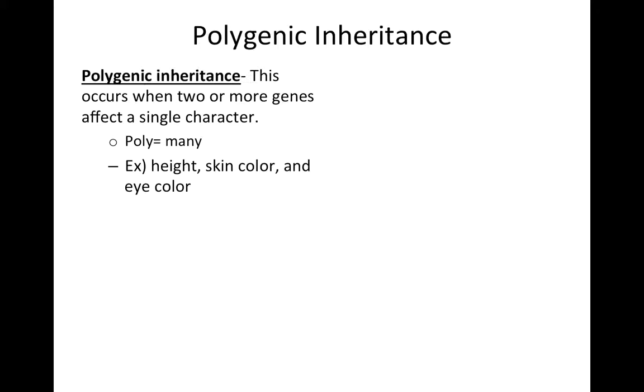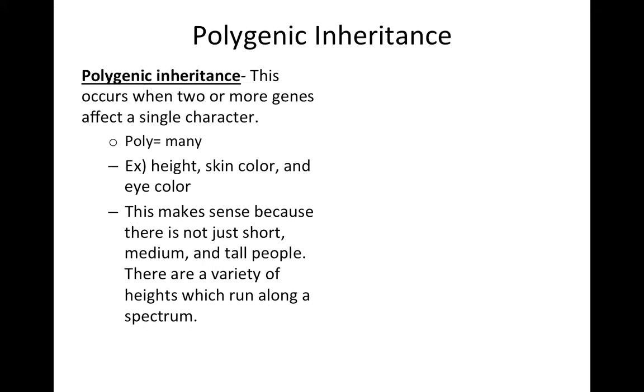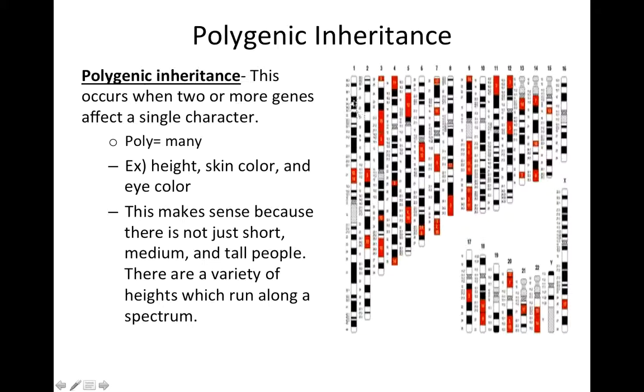So when we talk about how tall something is, we don't just have like short, medium, and tall people. We have a variety of heights. We have people that are 4'11", 5 foot, 5'1", 5'2", 5'3", 5'4", all the way up to like 6'9". But they have a variety of heights which run along the spectrum. And there are all of these different genes on these chromosomes that code for height. All of these genes. So there's all of these different chromosomes. Every single chromosome has a gene that affects height.